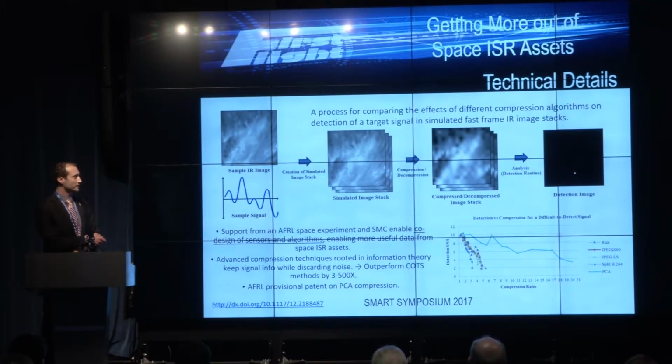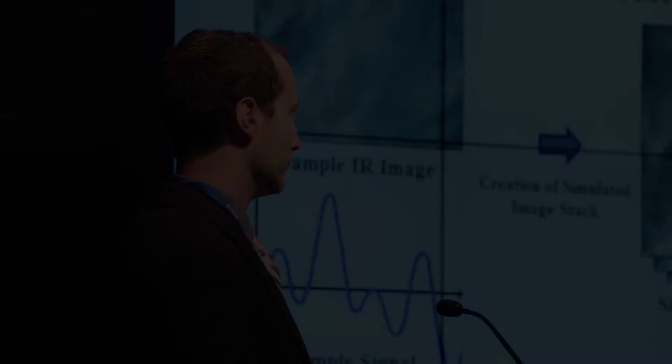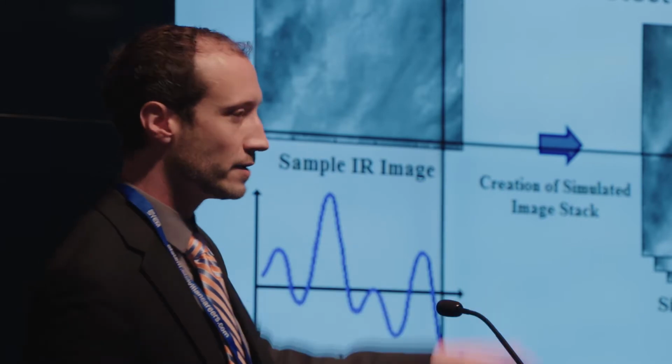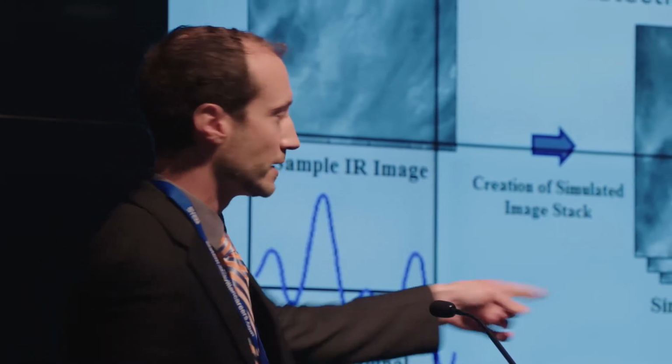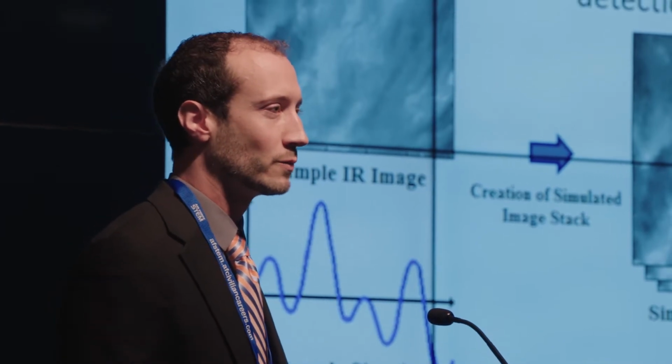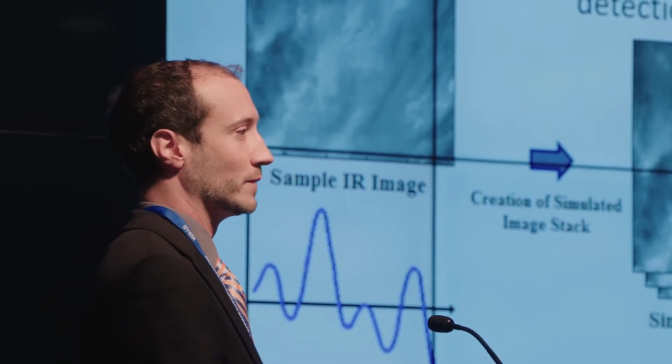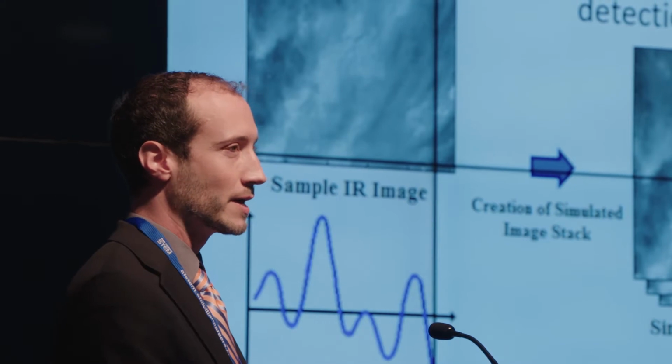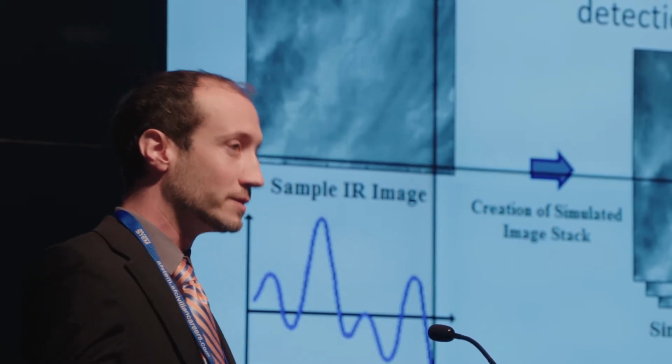What I've shown here is what happens. That bottom right plot shows you, as we vary the compression ratio for a variety of algorithms, how that affects our ability to detect the target that we've injected in the scene. Overall, for a very difficult to detect signal, we see about a 3 times performance increase compared to COTS. If we go to an easier case, a stronger signal, we can outperform COTS by several hundreds of times.